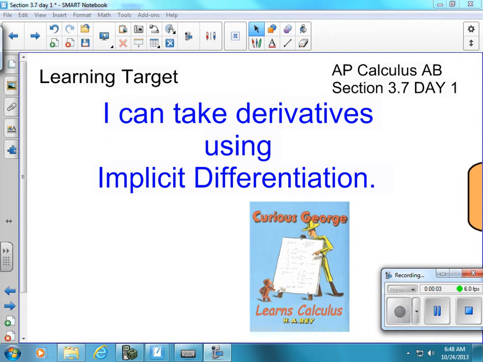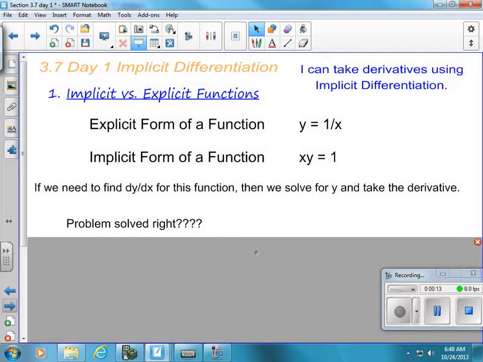Today's lesson is section 3.7, day 1, and it covers a very important topic in AP Calculus, which is implicit differentiation. There is always a question on this on the AP test, and it's usually in the free response part of the test. All right, so what are implicit functions versus explicit functions?